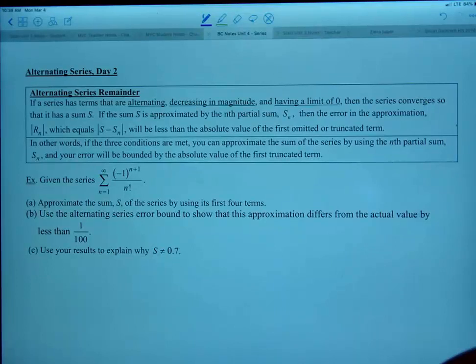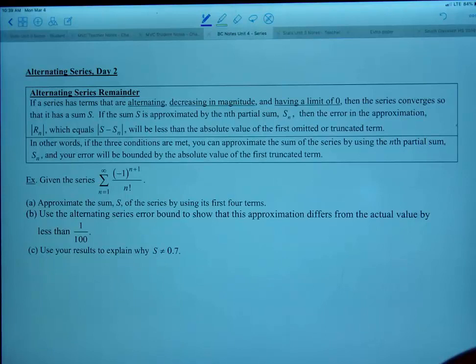Today is day 2 of alternating series, so I want to spend a little bit of time reviewing what we covered when we did day 1. You have your flip books out. I asked you to get them out. If you don't remember, you may look. But if you do remember, without looking, this is even better.